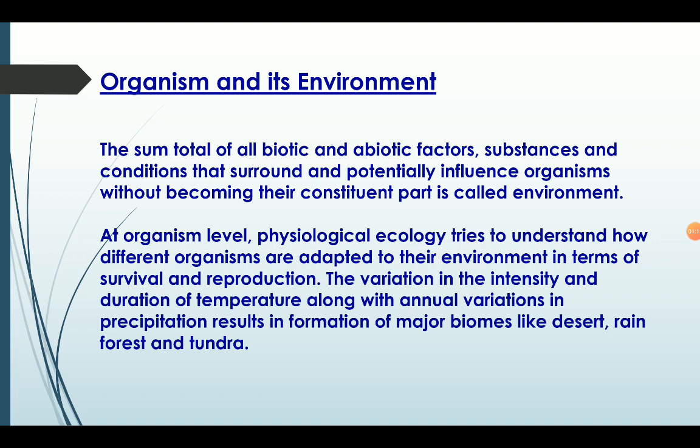and reproduction. The variation in the intensity and duration of temperature, along with annual variations in precipitation, results in the formation of major biomes like desert, rainforest, and tundra.